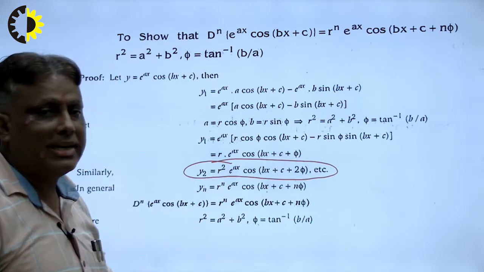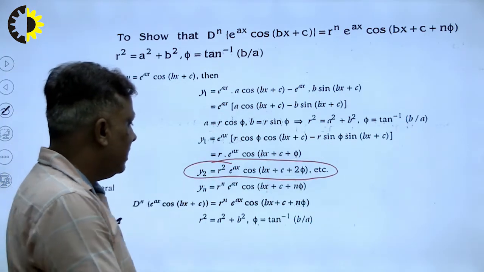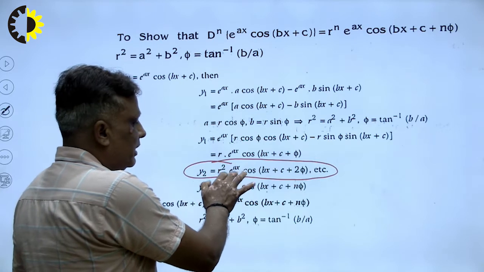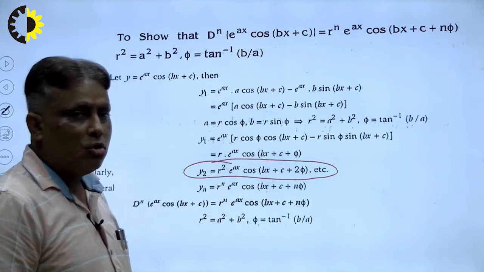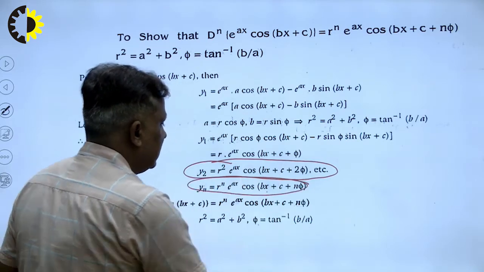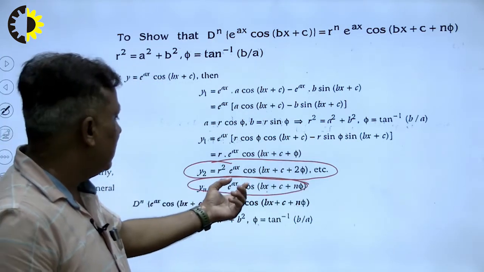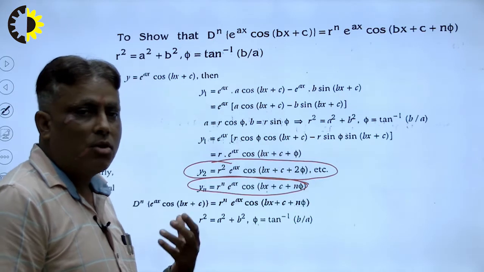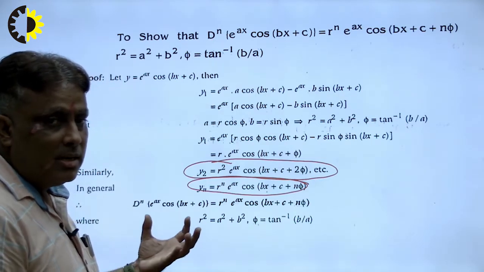Suppose any student asks, what will be the y3, sir? So r raised to the power cube stays as it is, and there will be 3 phi. So what will be the nth derivative? The nth derivative of such a function will be r raised to the power n, e raised to the power ax, cos(bx plus c plus n phi).